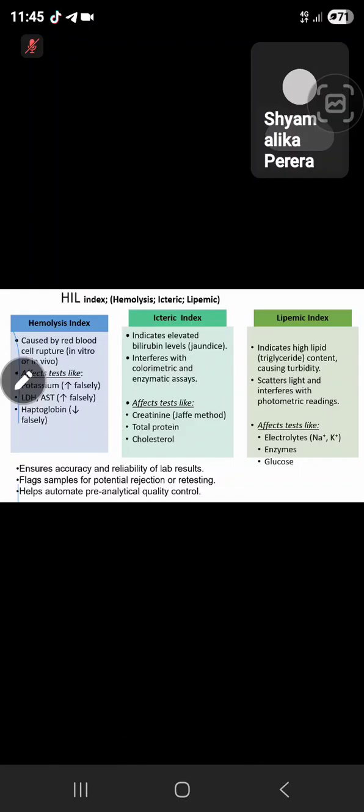Likewise, there's such a system in automated analyzers nowadays. If you do not have that facility, by looking at the samples you can judge whether they are highly icteric or lipemic samples. Here I describe some tests. What are the tests that are affected by hemolysis, like potassium, LDH, AST, haptoglobin levels.